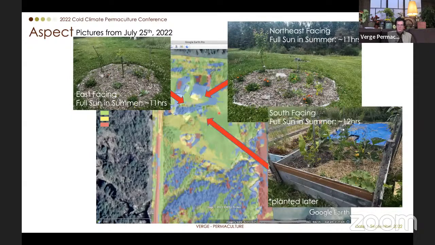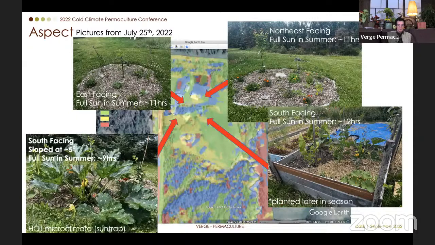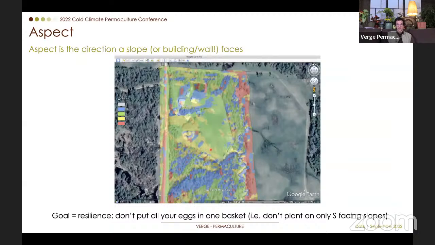South facing in our annual garden right here. So the squash, they're doing much better comparatively speaking in this one, in the south facing slope. It's getting full sun in the summer, 12 hours. And I will note that these were planted later in the year than these top two. And then holy heck, look at this one. South facing, sloped at 5 degrees, full sun in summer, about 9 hours, and it's in a hot microclimate. And the proof's in the pudding here, folks. That's crazy. So that was a really fun experiment actually to see manifest on the property itself.